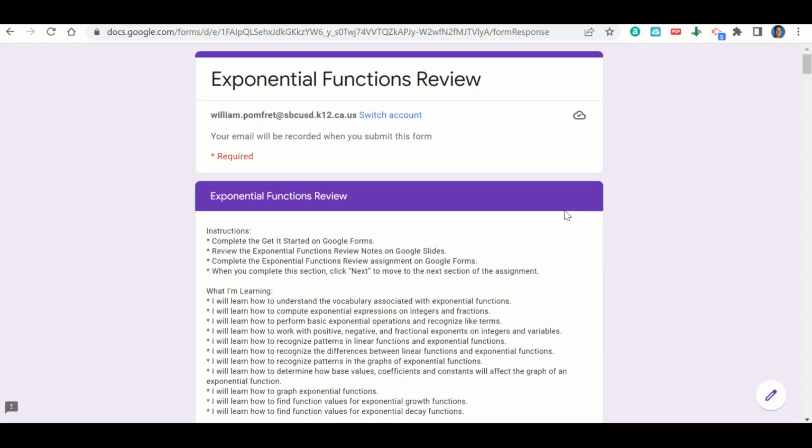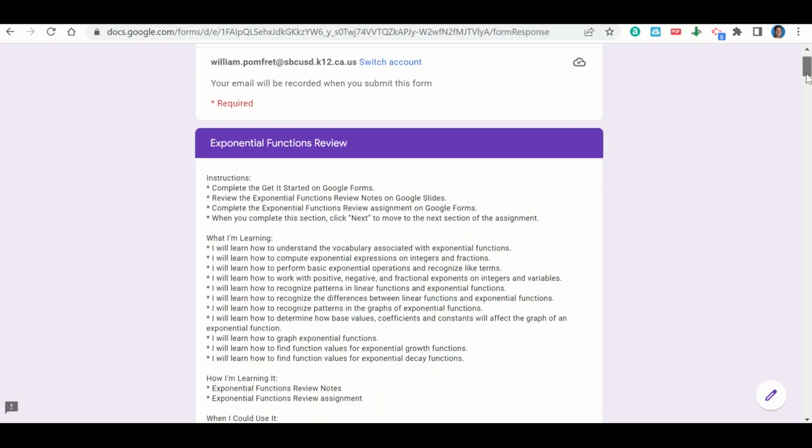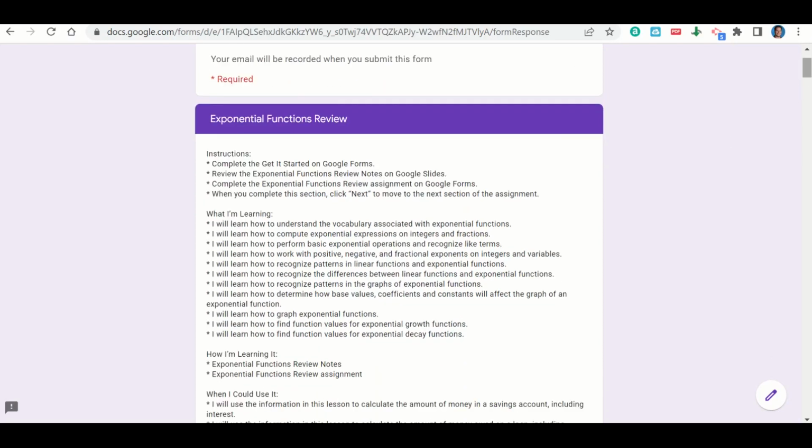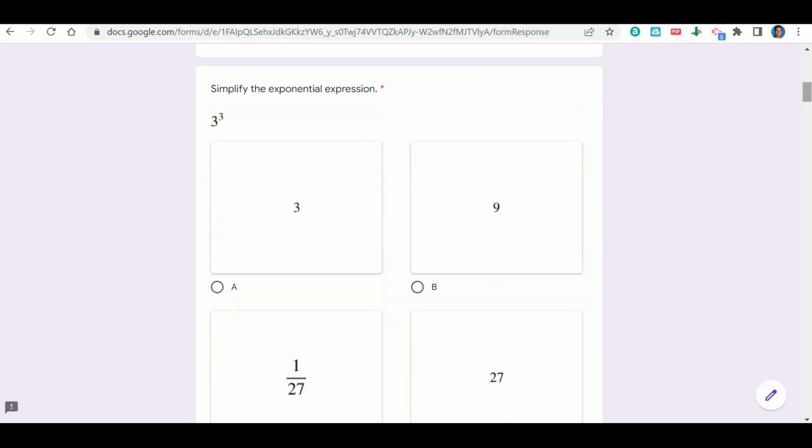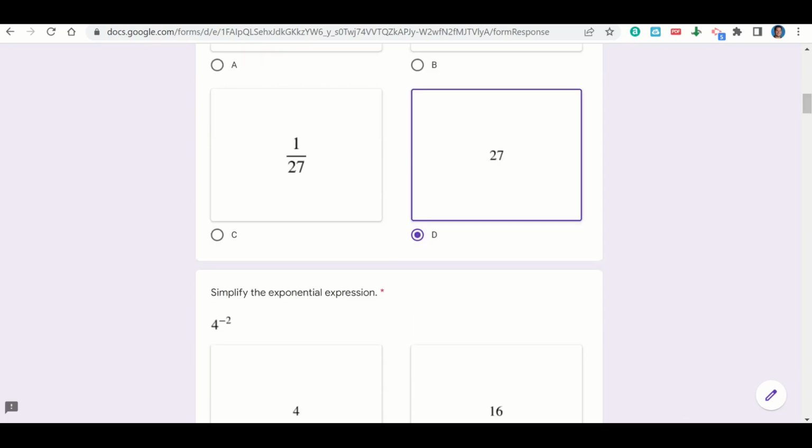Let's take a look now at the exponential functions review assignment. So if you notice, our review assignment begins with the learning goals and success criteria here. If we continue to scroll down, we're given some questions. The first one says, what is 3 to the third power? Well, 3 to the third power is 3 times 3 times 3. So 3 times 3 is 9, times 3 is 27. So we'll go ahead and mark that as our answer.